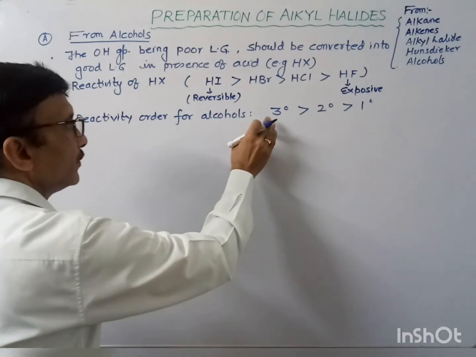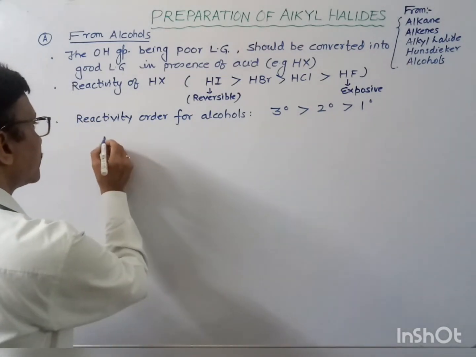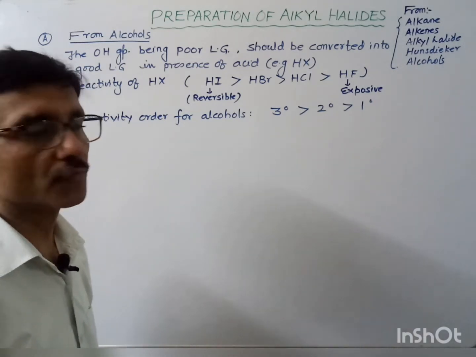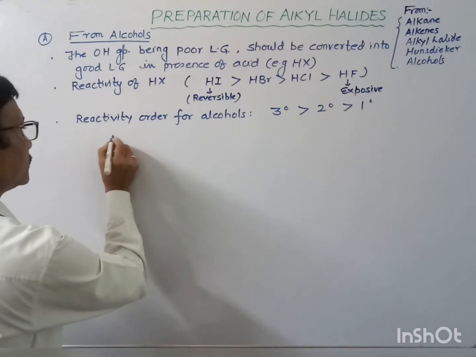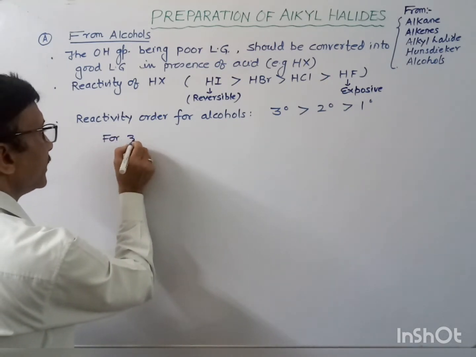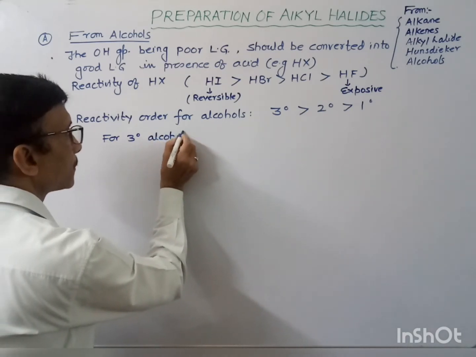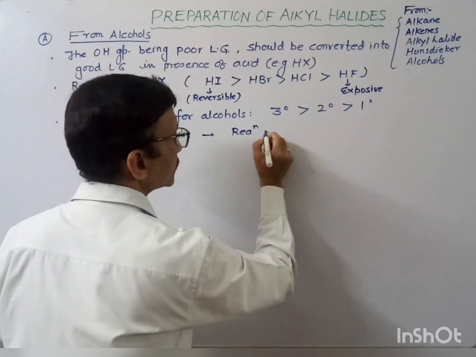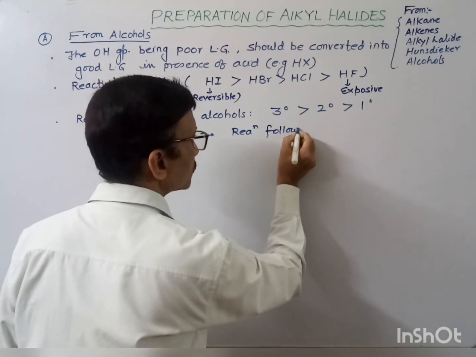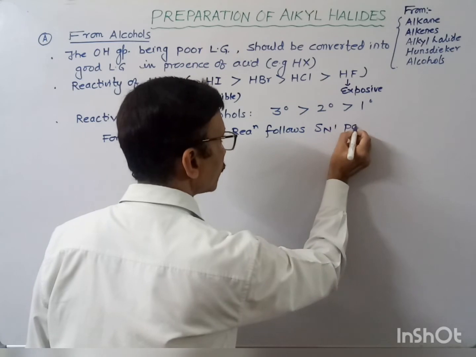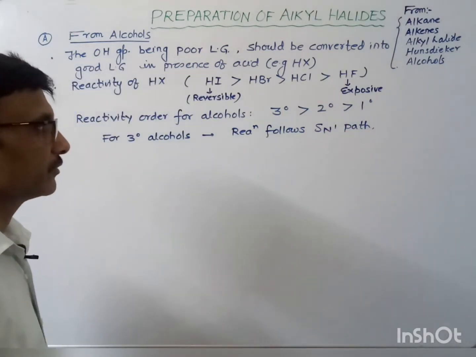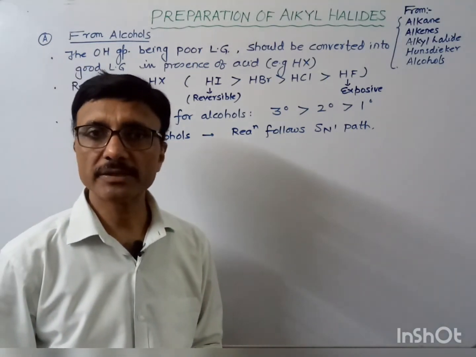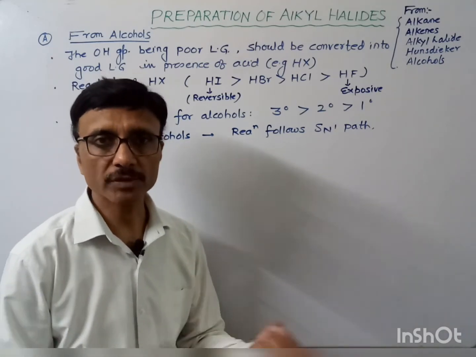When we have tertiary alcohol, the reaction goes via the SN1 path with the formation of a carbocation. Both inversion and retention products are formed, and the inversion product predominates over the retention product.